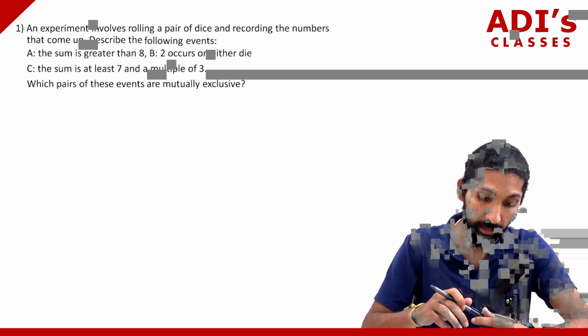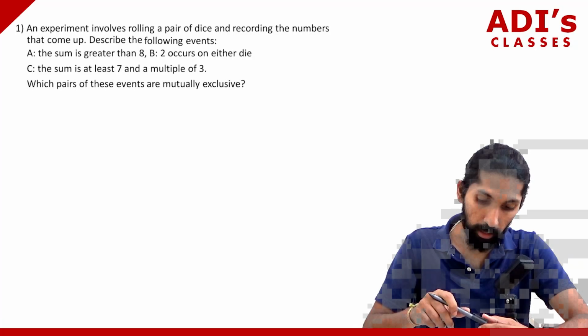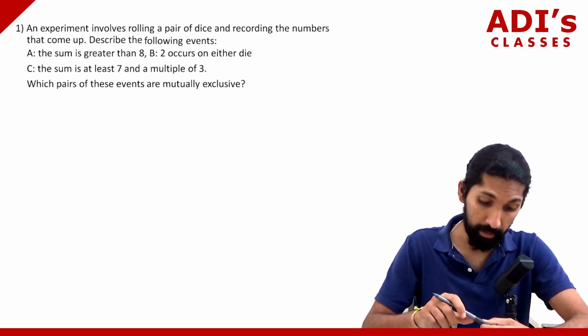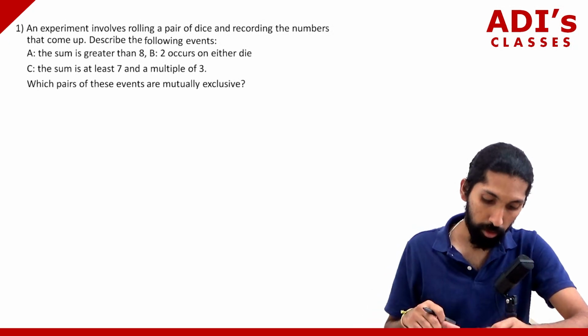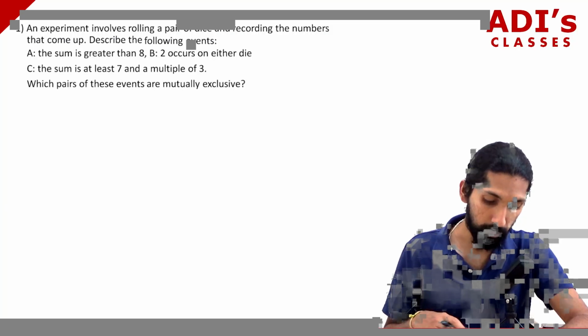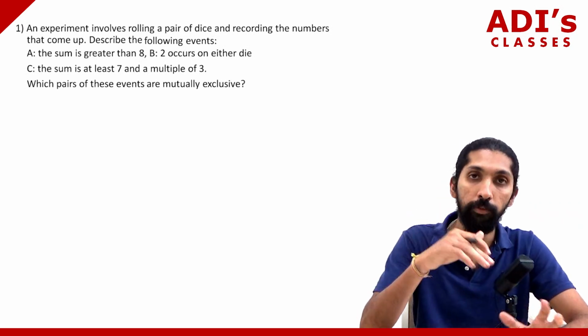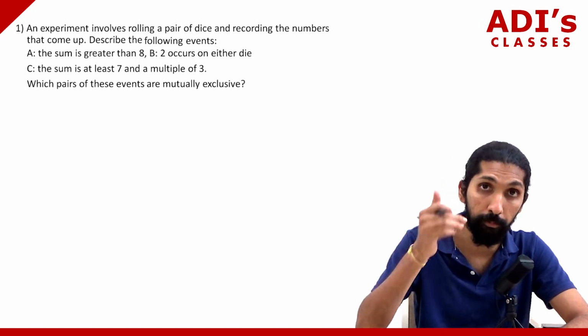The sum is greater than 8. Second, 2 occurs on either die. Next one, the sum is at least 7 and a multiple of 3. Which pairs of these events are mutually exclusive? So first we need to define what is A, what is B, what is C, then figure out which is mutually exclusive. Okay, first let's write down the sample space.